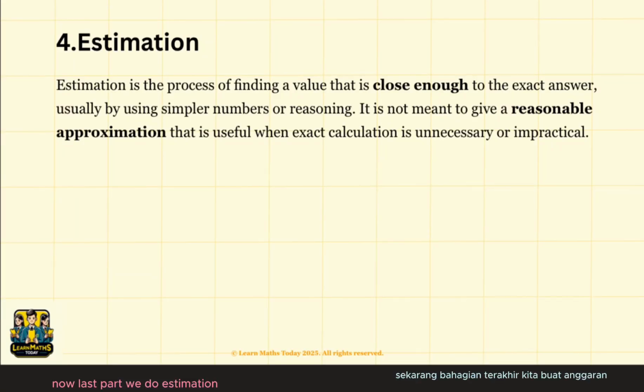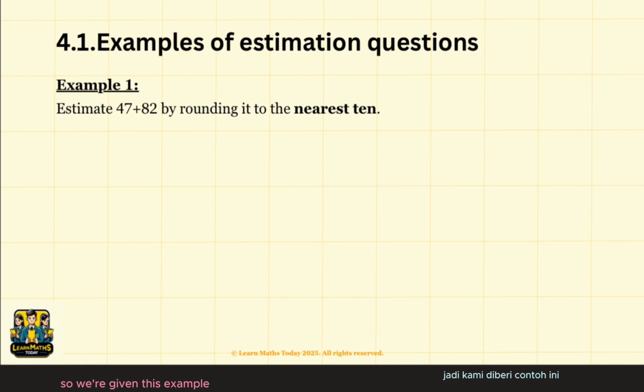Now, last part, we do estimation. Estimation is the process of finding a value that's close enough to the exact answer, usually by using simpler numbers or reasoning. It is meant to give a reasonable approximation that is useful when exact calculation is unnecessary or impractical. So, we're given this example.